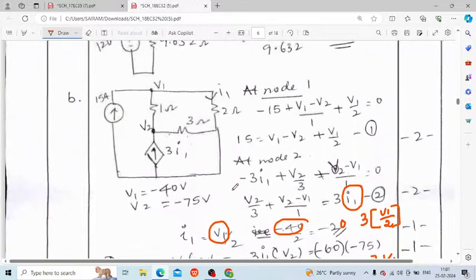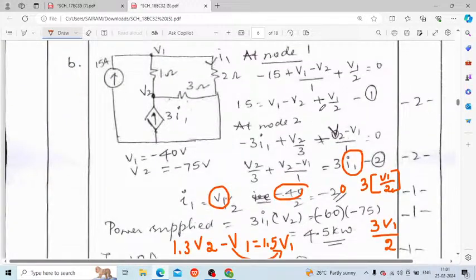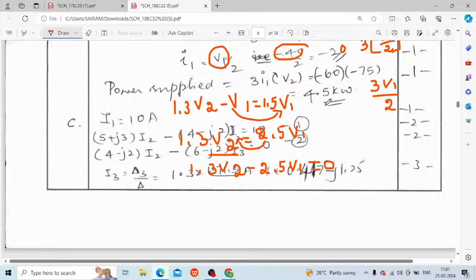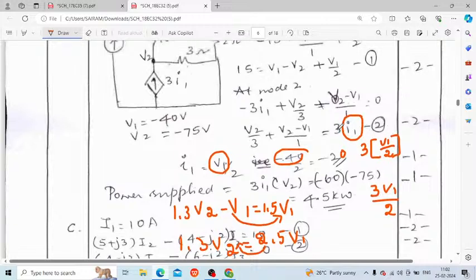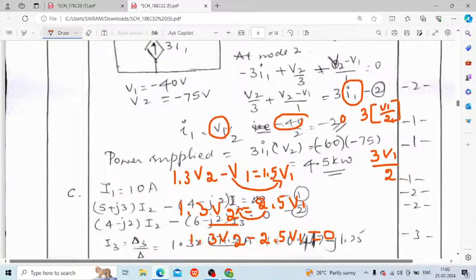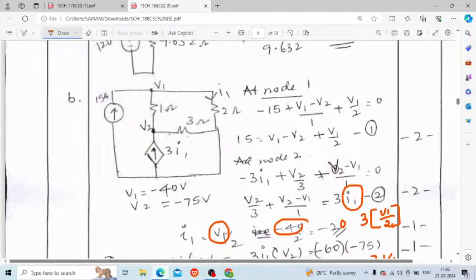With this equation, you are going to solve it in the calculator and get the solutions, right? You have to do it this way because you can't take it as 3I1 in the calculator. Therefore, put I1 equal to V1 by 2 and put it in the calculator so that you get the result. The first equation is 1.5 V1 minus V2, which is equal to 15, right?